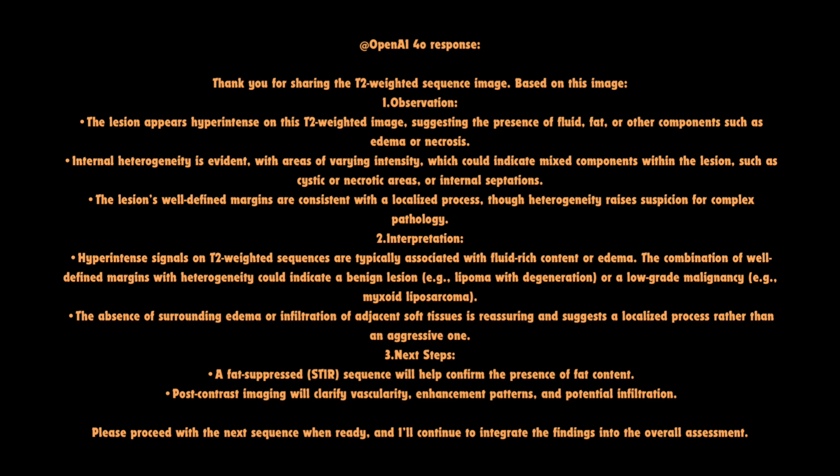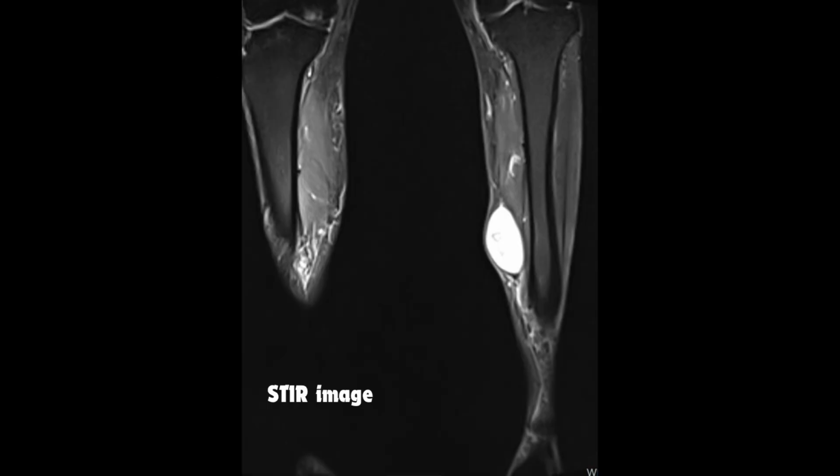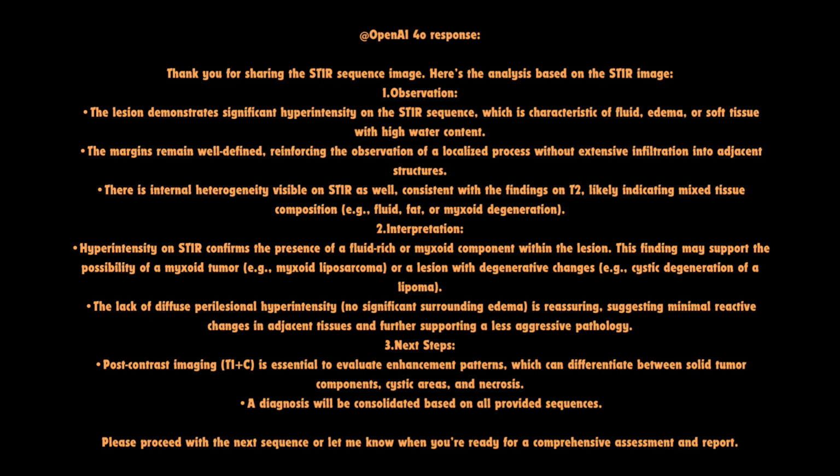And then there was the STIR sequence. The STIR, huh? What's that one for? Well, think of the STIR as a filter to see fluid. It basically mutes the signal from fat. Gotcha. So it's specifically looking for fluid. Yeah, and in this case, the area lit up bright on the STIR. Meaning lots of fluid. Exactly. Okay, so we're starting to get a picture here.